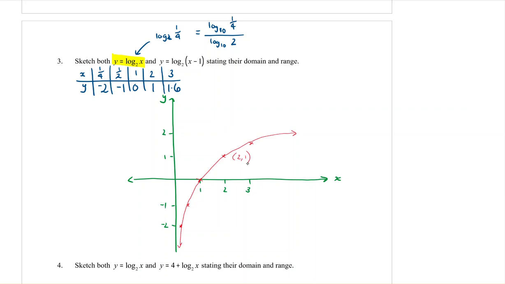The other thing I need to show is my asymptote. Where's my asymptote for this graph? X equals 0, correct. This is where my asymptote is happening. It's approaching this line, so I need to draw my dotted line coming down here. It is now a vertical asymptote at x equals 0.